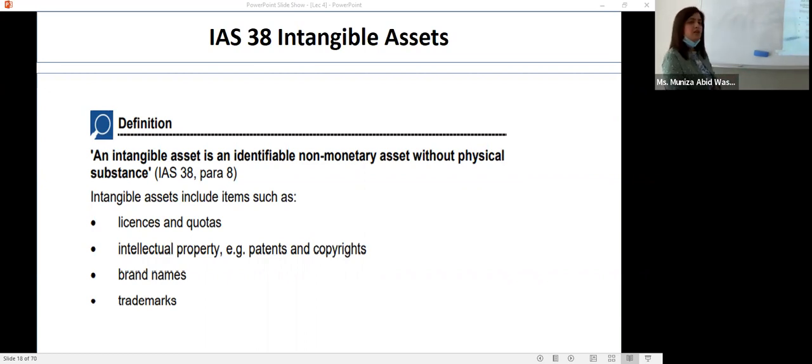The second characteristic of IAS 38 intangible assets is that they are identifiable. They are separately distinguishable from the other assets of the organization. If we are not able to distinguish an intangible asset from the other assets of the organization, then it is not an intangible asset under IAS 38.